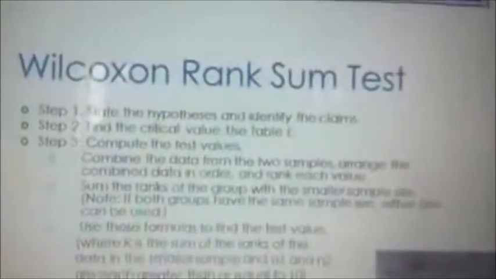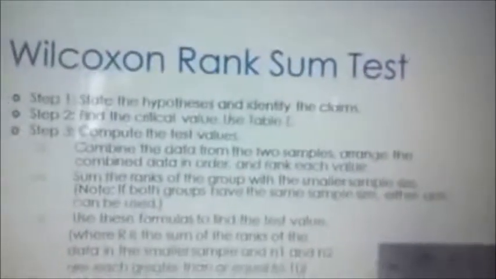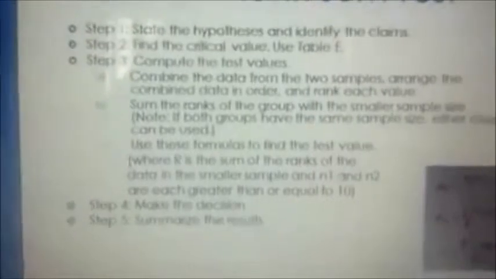You're going to combine the data from the 2 samples, and you're going to arrange that combined data in order and then rank each value. Then you're going to sum the ranks of the group with a smaller sample size. If both the groups have the same sample size, either one can be used. It doesn't really matter which one you pick. Then we're going to use the formulas to find the test value. And these formulas right over here, in case you forgot them. And then we're going to make our decision, and then we'll summarize our results.